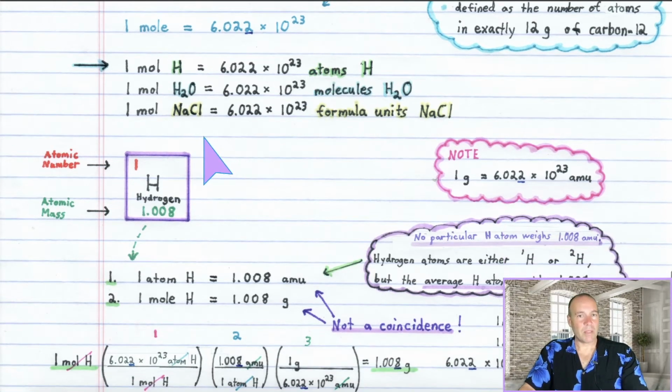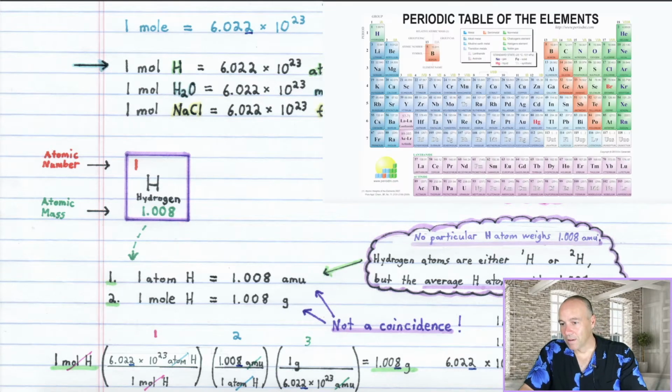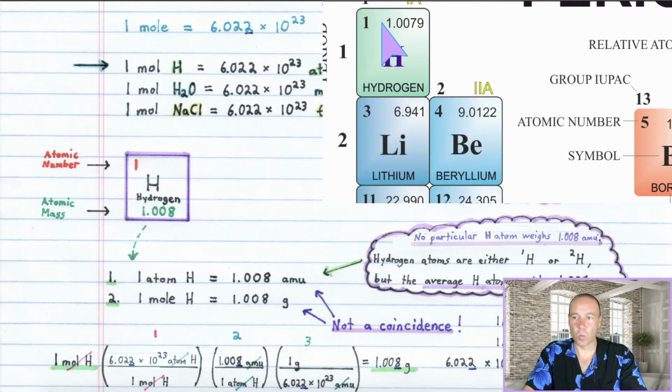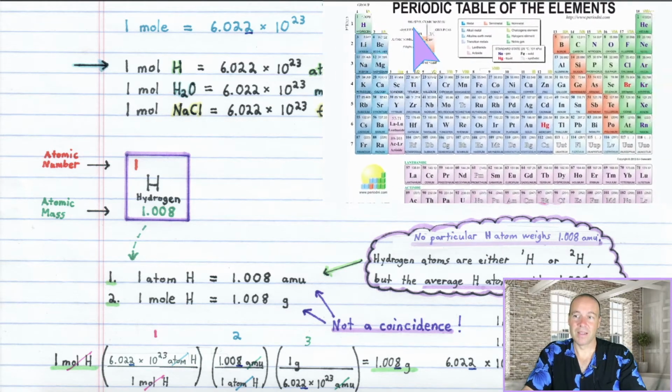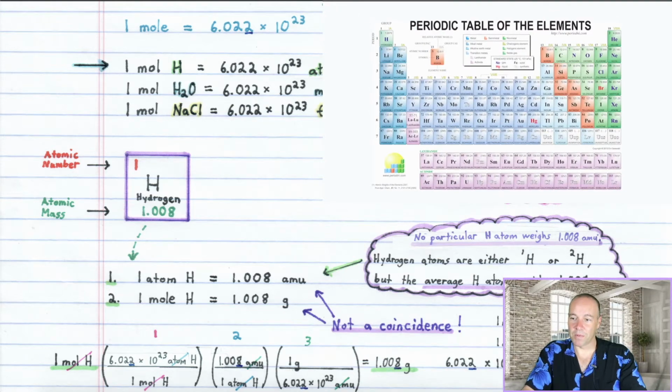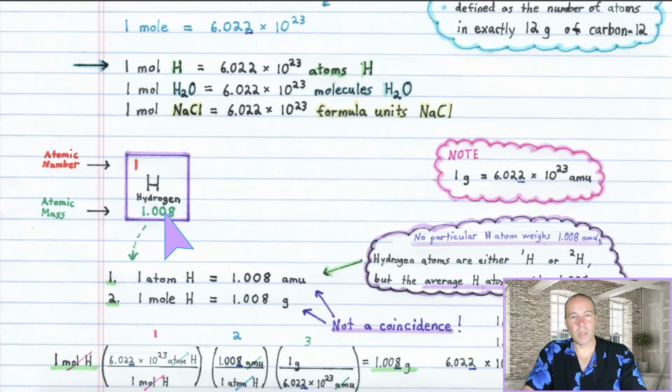Now in this chapter, we deal with the mole quite a bit, and we're mostly interested in how much a mole of a substance weighs. If you look up elements on the periodic table, that information, the weight of a mole of an element, is actually contained right on the periodic table. So looking up hydrogen, for example, it's element number 1. Its atomic number is 1, and its atomic mass is 1.008.